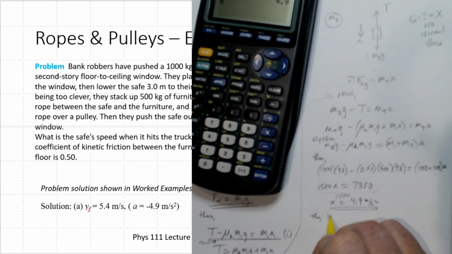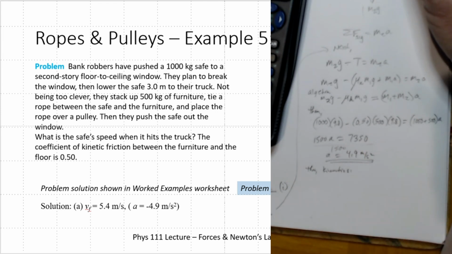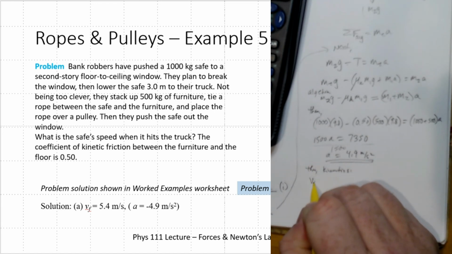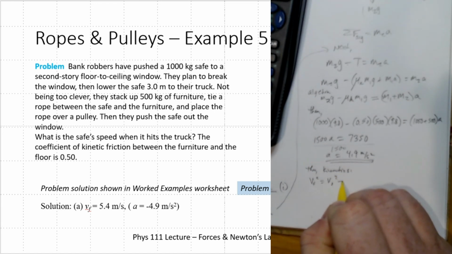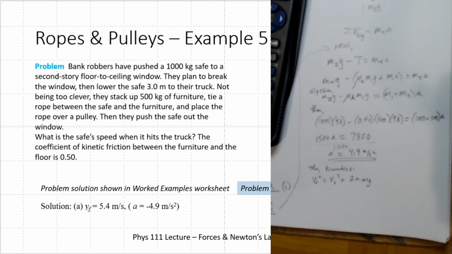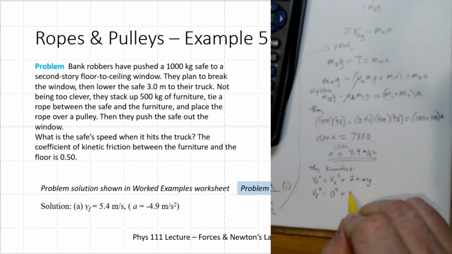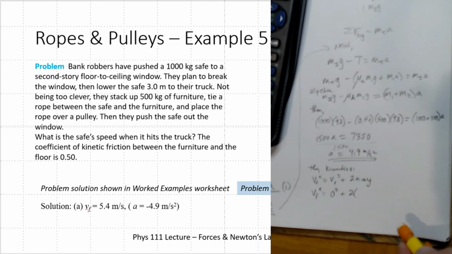Then kinematics: we need a final velocity. We have a final velocity, initial velocity, different heights, and acceleration. This is going to be V final squared equals V naught squared plus 2a delta y. V final is what we're looking for. V naught plus 2 times, you have to be careful here because this actually is going to be wrong if I don't do this right. This is going to come out negative.